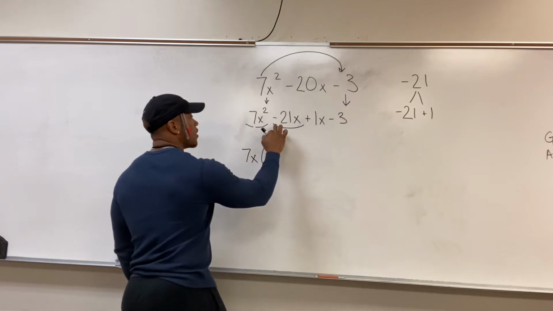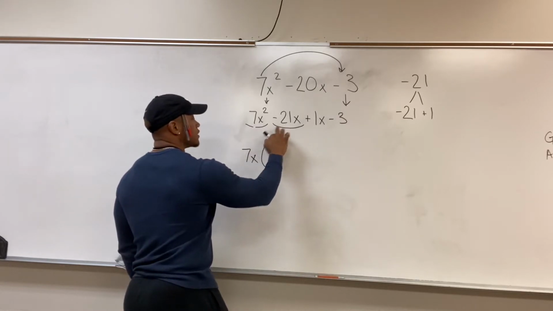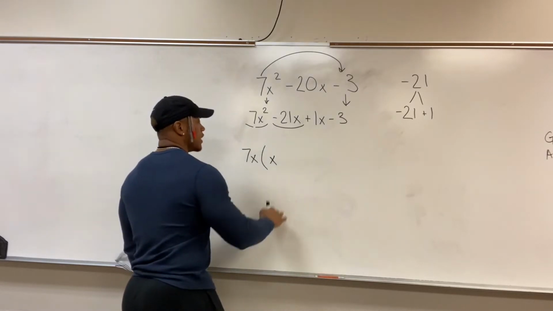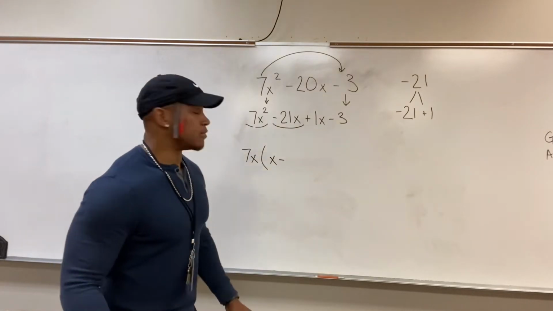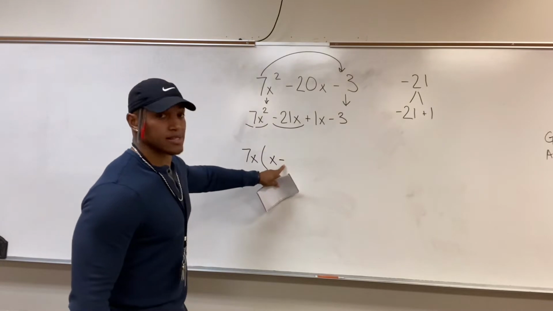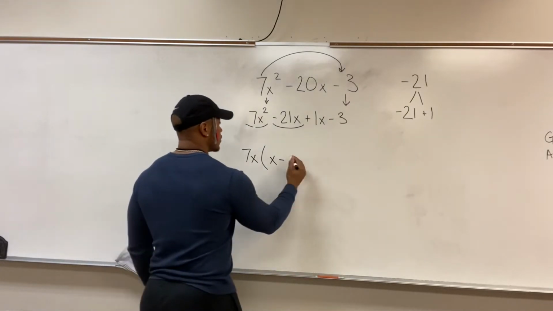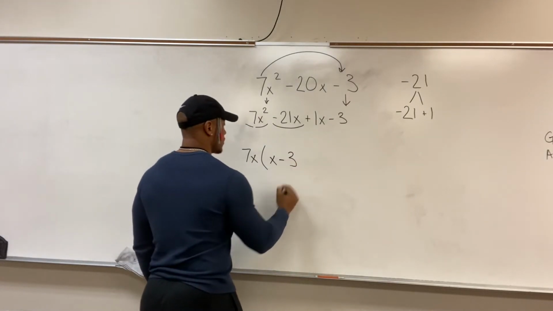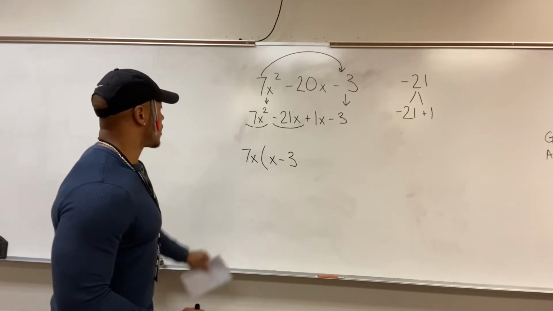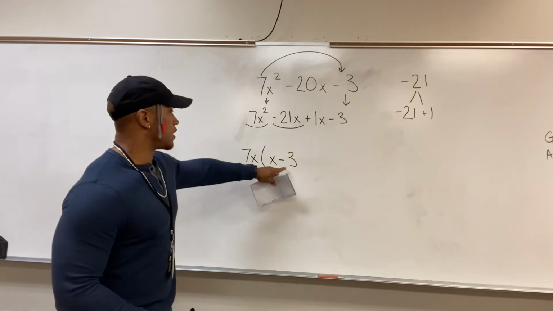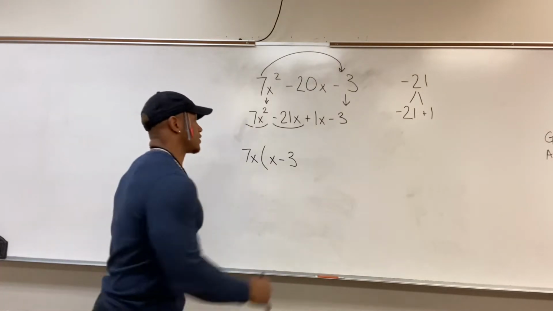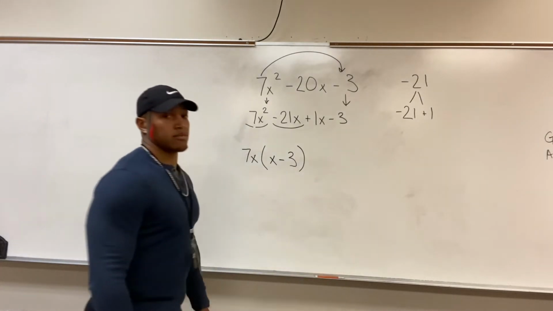Then we need to figure out what multiplies 7x to get to negative 21x, okay? So we know if we have a positive here and a negative here, one of them's gonna have to be negative. We know this is already positive, so that's gonna have to be negative. So this is going to be 3, okay, is that right? Yep, so positive 7x times negative 3 is going to give me negative 21x, okay? We're good right there, all right?